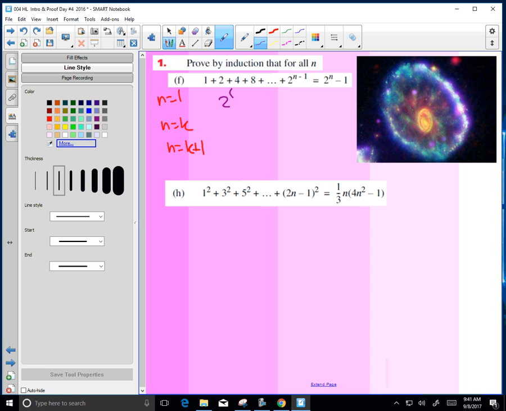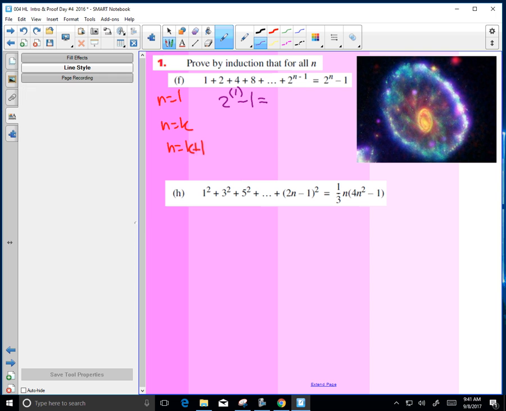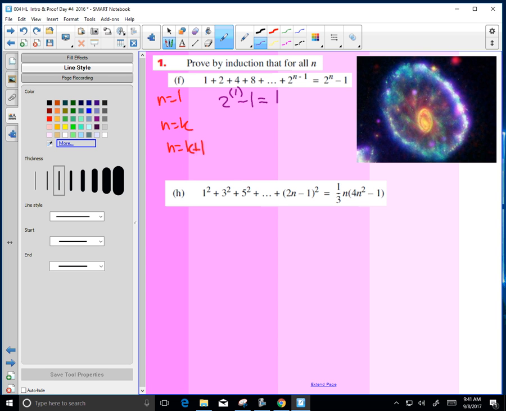So 2 to the 1 minus 1 is equal to 2 minus 1, or 1. Is that equal to the first term? 1? Yes. Therefore, true for n equal to 1. That step okay? All right.